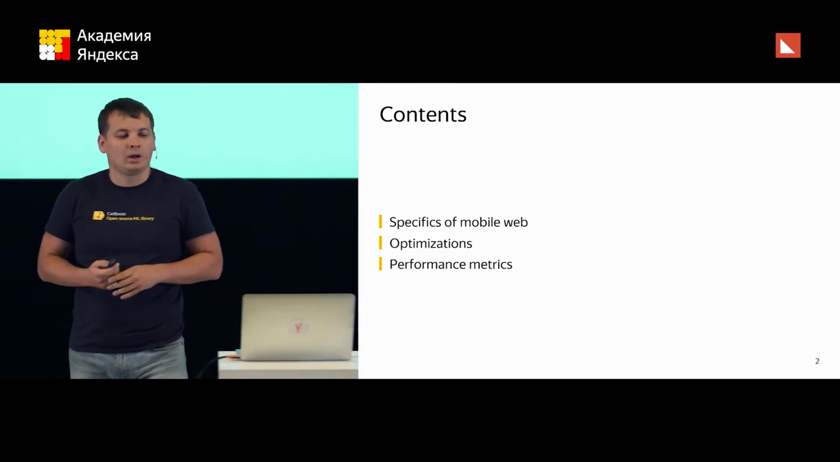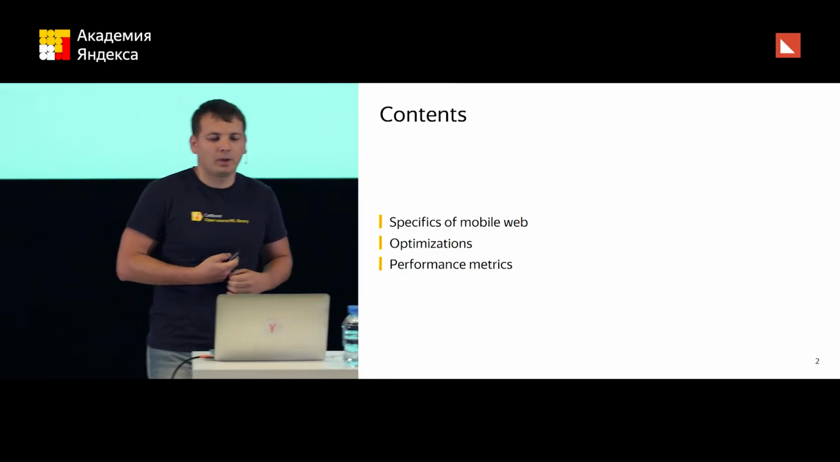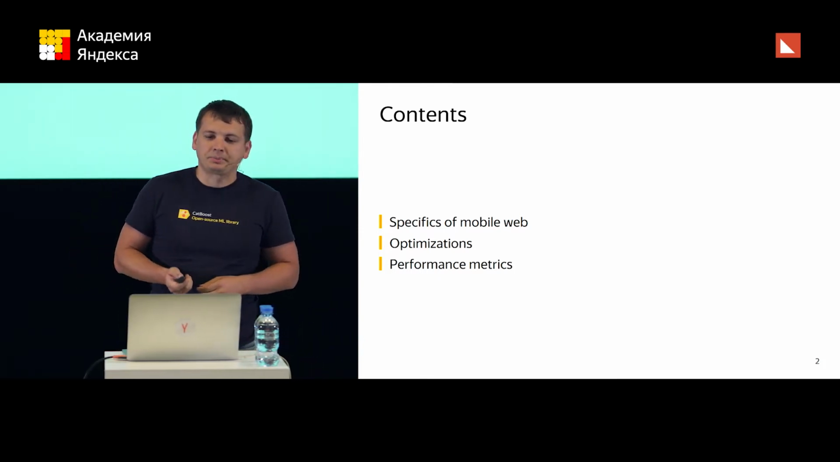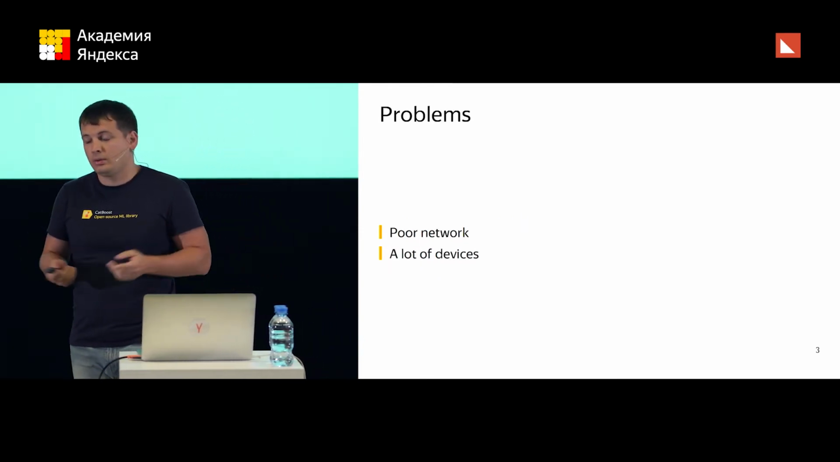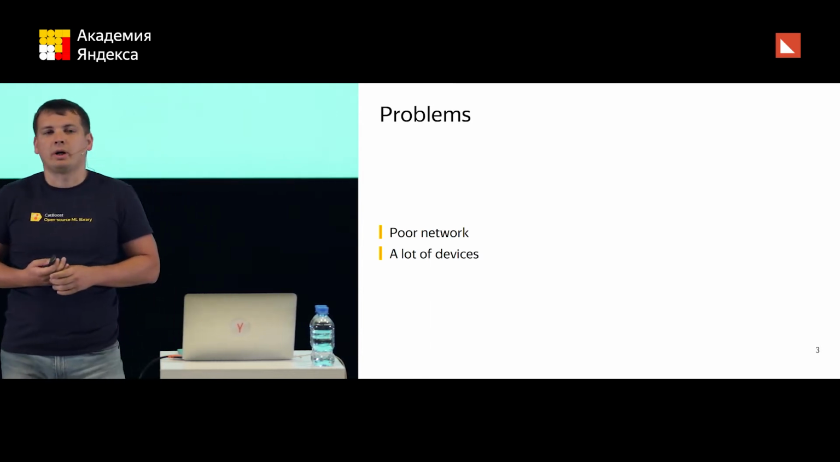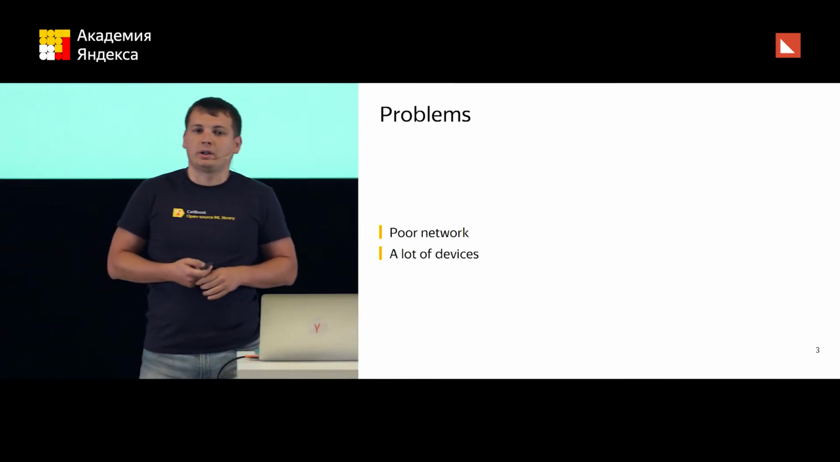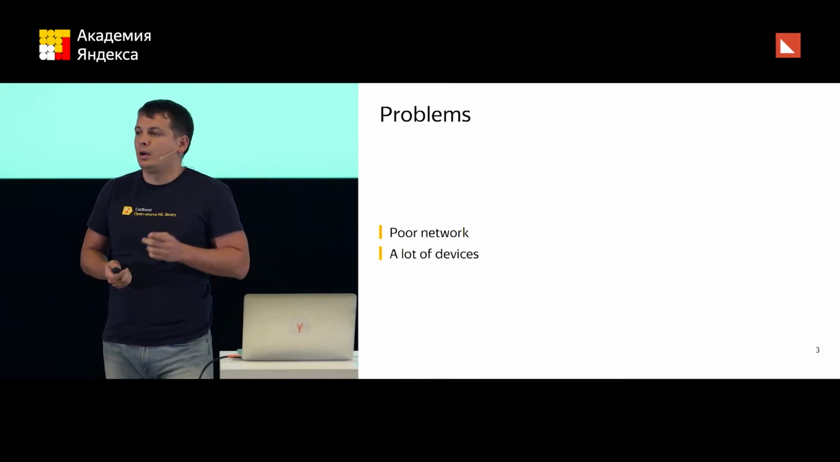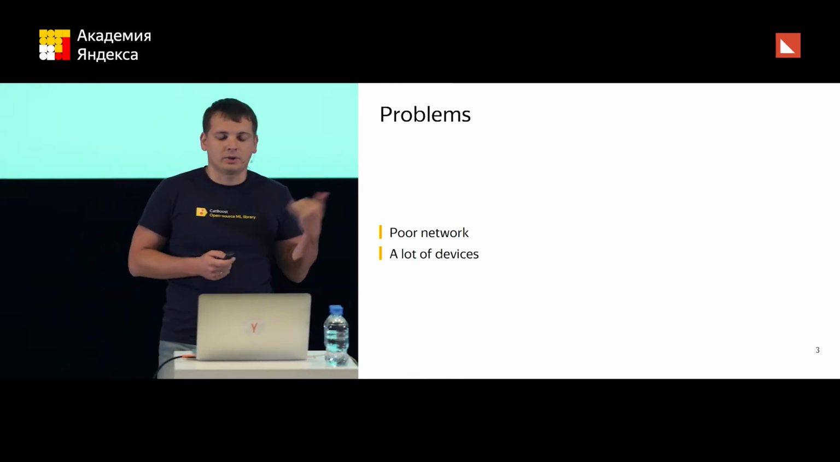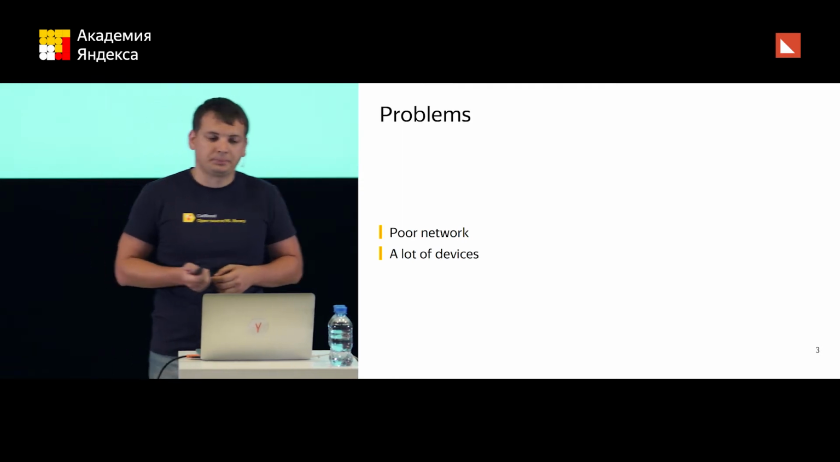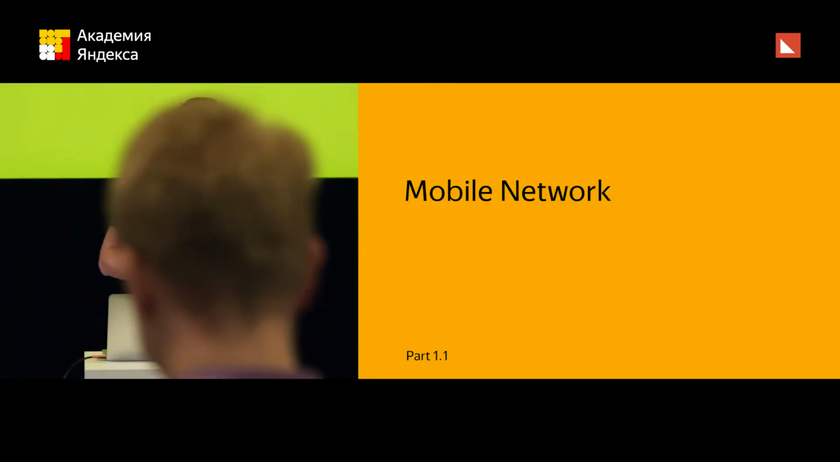I'm a front-end developer at Yandex, and today I want to speak about client-side optimization for mobile devices. The things I want to talk about are specifics of mobile web, optimization, and performance metrics. As all of you know, there are two main problems with mobile web: poor network conditions and a variety of devices. I will shortly discuss the first one and pay more attention to the second one. Now let's start with mobile network.